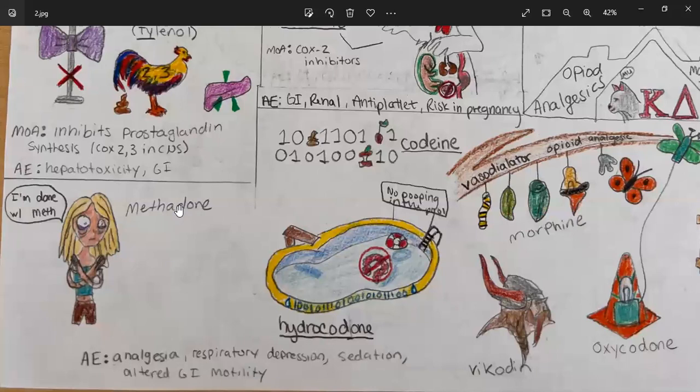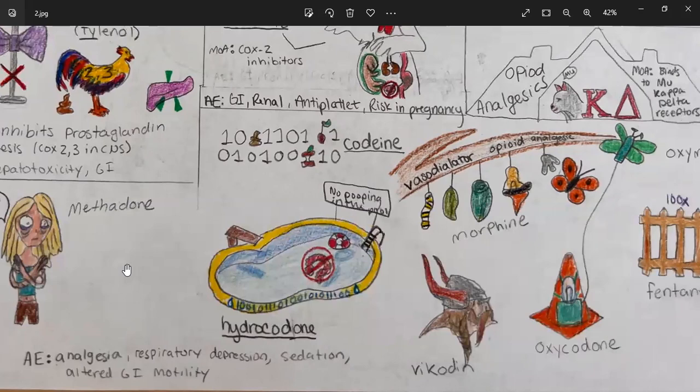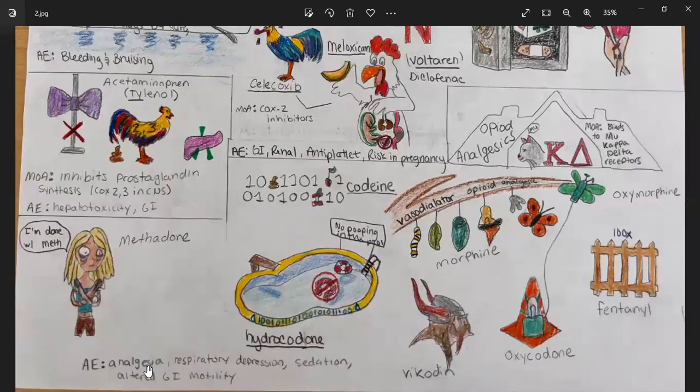And then finally we have methadone. So this meth chick, she's got her arms crossed and she's like, I'm done with meth. Methadone. So all of these have adverse effects of analgesia, duh, that's the whole point. That's why we're using them. Respiratory depression. So that's kind of why we have oxygen in this picture.